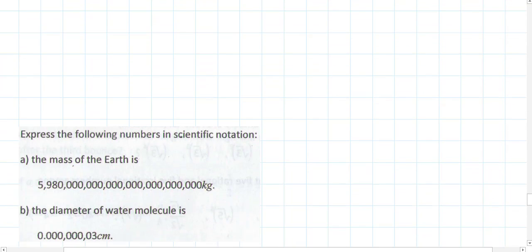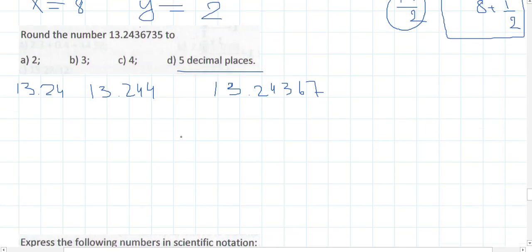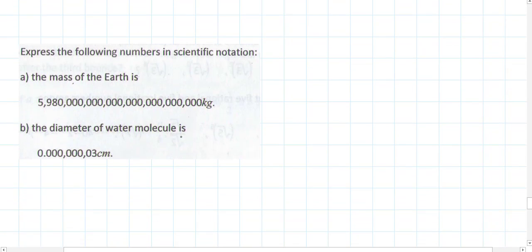The next example, express the following numbers in scientific notation. The mass of Earth is this number, so it equals 5.98. And how many digits are here? 1, 2, 3, 1, 3, 6, 9, 12, 15, 18, 21, and 24. So it is 10 to the power of 24. This is the mass of Earth.